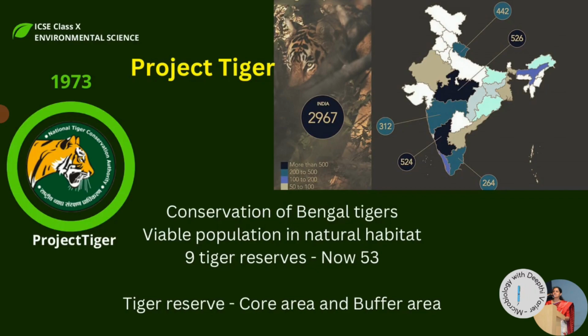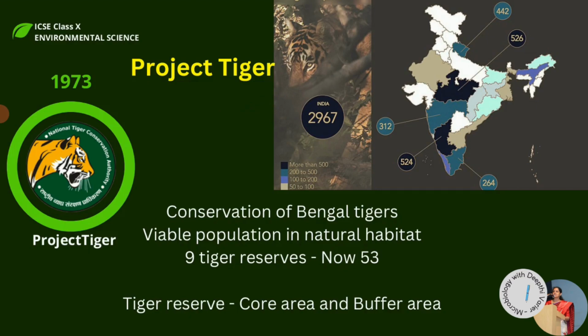Project Tiger was one of the projects that was implemented or started under the Wildlife Protection Act. So the Wildlife Protection Act has many projects it has taken up. One of the projects that it started was Project Tiger in 1973. This Project Tiger was actually launched with support from World Wildlife Fund, that is WWF, and like you can see, it is for conservation of tigers.